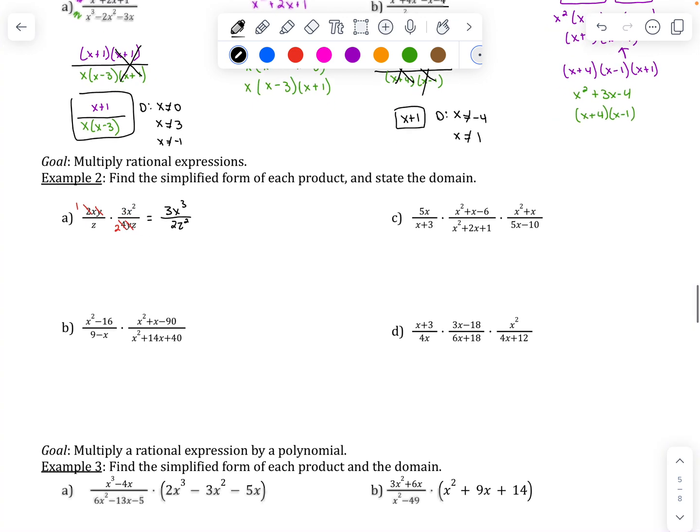Now it says state the domain. We have 2 different variables here. So not exactly one of those things that you can really kind of state the domain of, but you can state here z cannot equal 0.